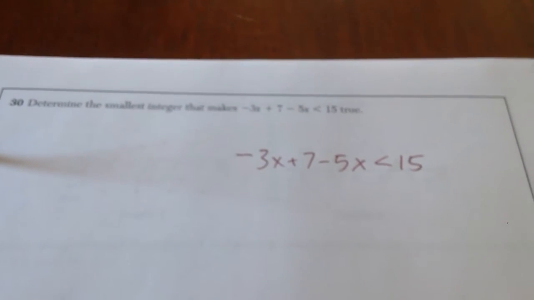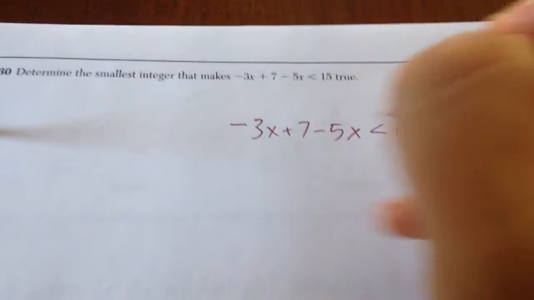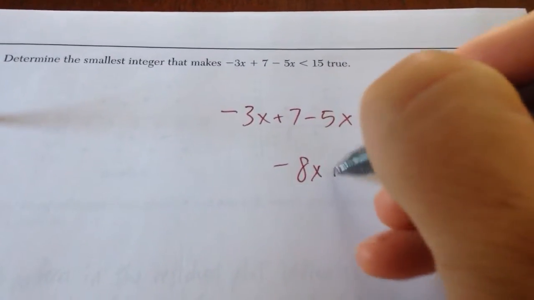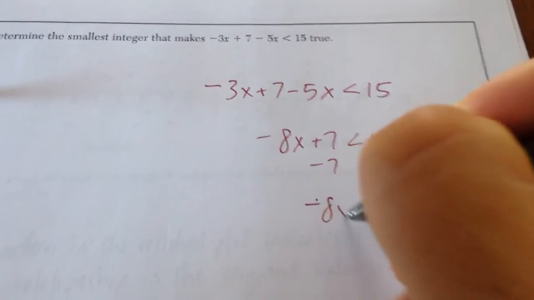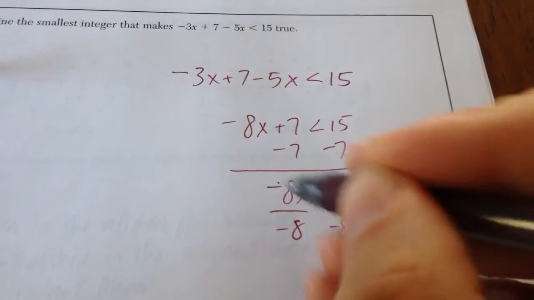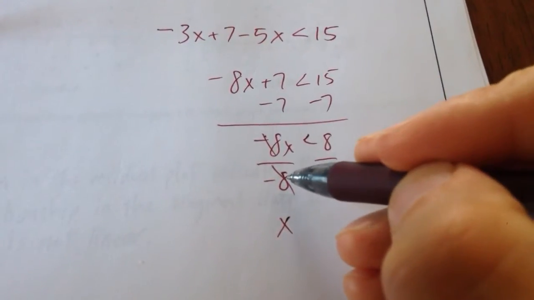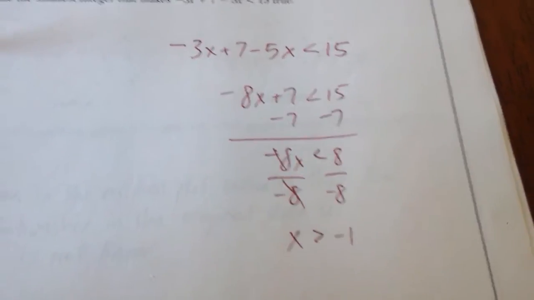Number 30, determine the smallest integer that makes this inequality true. So what I'm going to do is solve like a normal equation, combine like terms, subtract 7, I get negative 8x is less than 8. Divide both sides by negative 8. But remember, since you're dividing by a negative, you have to flip this around. So you get x is greater than negative 1.